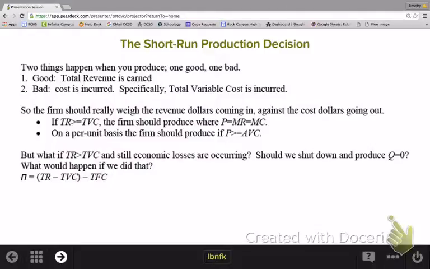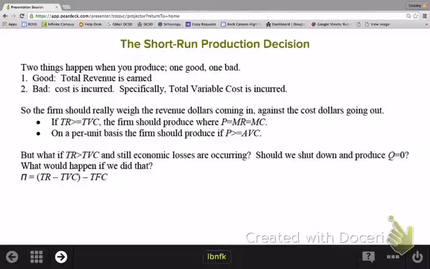Well, not necessarily. Not in the short run. In the long run, yes. But in the short run, when it can't get rid of one of its fixed cost variables, that decision is different. So let's try to explain the shutdown decision using both intuition and a simple numerical example.